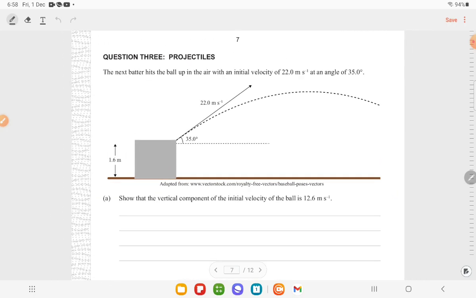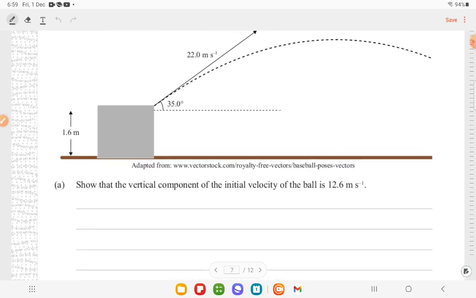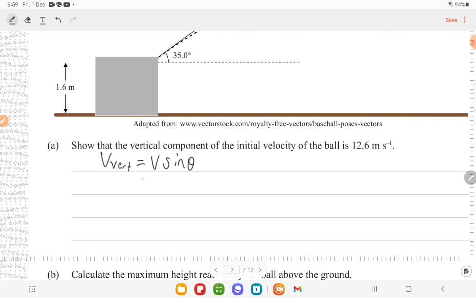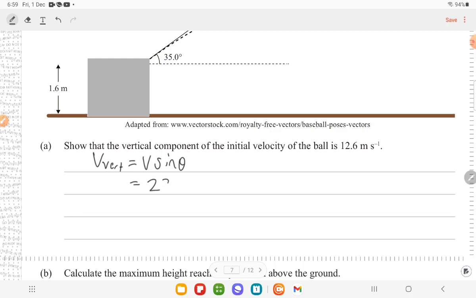Question 3, projectiles. The next batter hits the ball up in the air with an initial velocity of 22 meters per second at an angle of 35 degrees. Show that the vertical component of the initial velocity of the ball is 12.6 meters per second. So vertical velocity is velocity times sine of theta, which is equal to 22 sine of 35. This is equal to 12.6 meters per second.